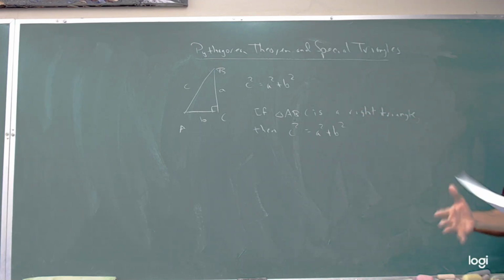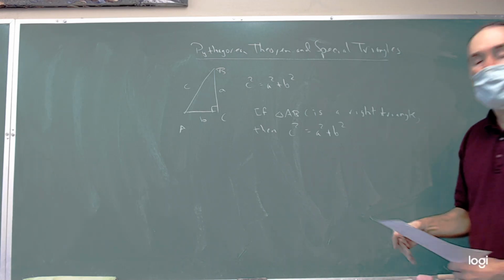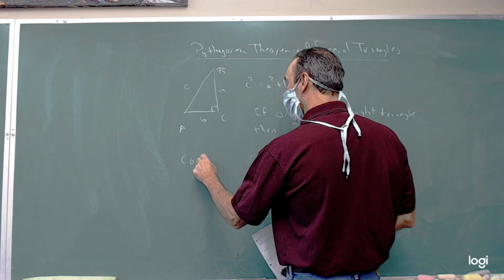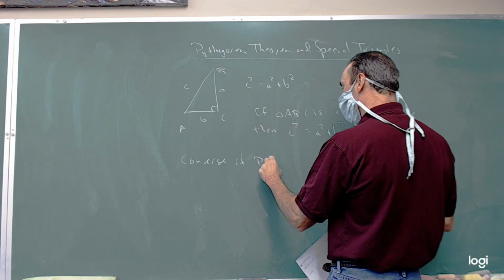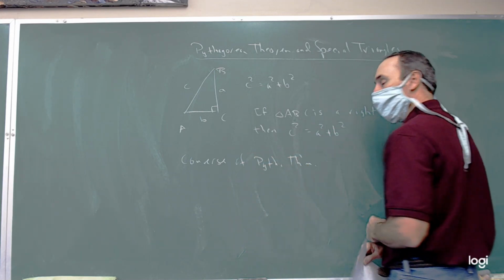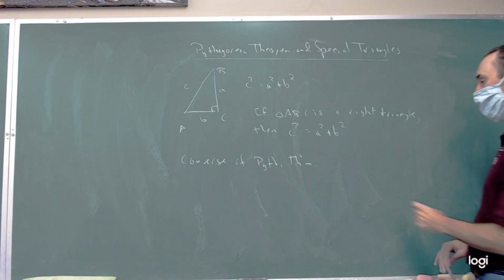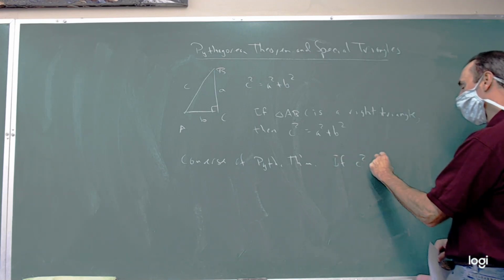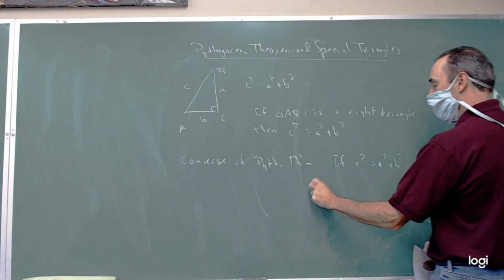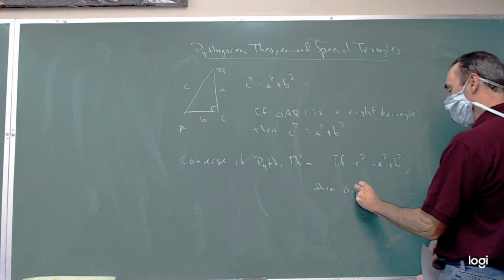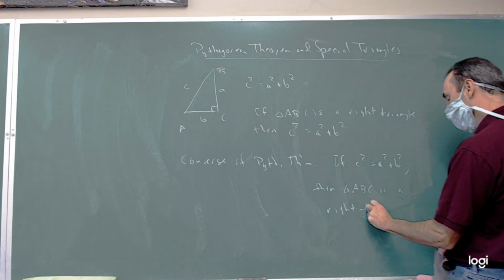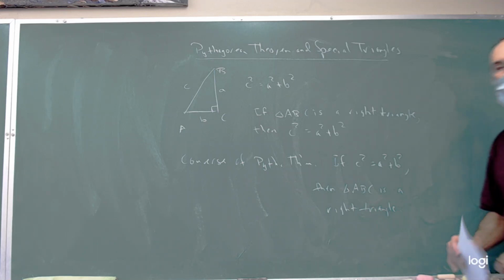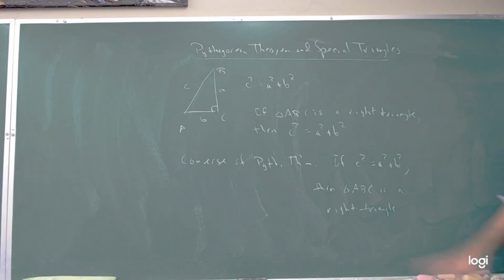The Pythagorean theorem is a case where the converse is true. So the converse, that's what it means when you switch the if and then parts. The converse of the Pythagorean theorem, which I'm going to abbreviate there, says if c squared is equal to a squared plus b squared, then triangle ABC is a right triangle. So it's a way of proving that a triangle is in fact a right triangle if its sides fit that form, c squared equals a squared plus b squared.